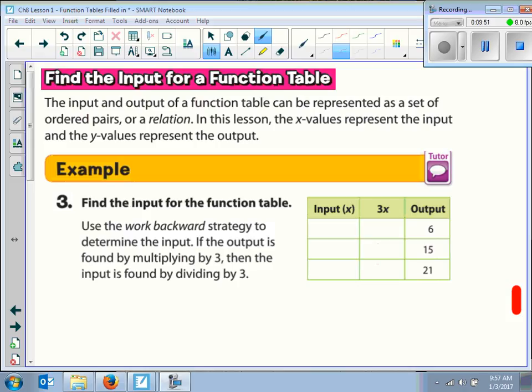Okay. It's a relation. A relation is a set of ordered pairs. A set of ordered pairs. Okay, in this lesson, the x values represent the input, which we already talked about, and the y values represent the output.